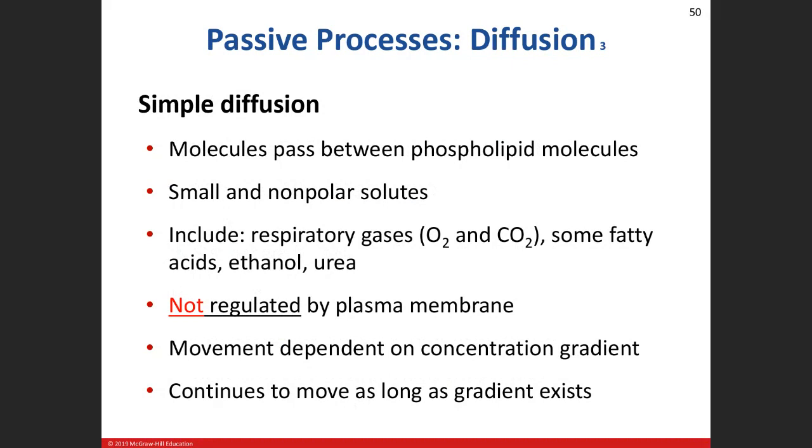There are two types. The first one is simple diffusion, and that's pretty much what I just explained to you, everything that we were talking about. When we talk about simple diffusion, obviously it's a passive process, so it requires no energy, but it also involves the concentration gradient. The movement is going to depend on the concentration gradient. In this case, going back to the cell, this is how we're going to move molecules across the plasma membrane between the phospholipid molecules.